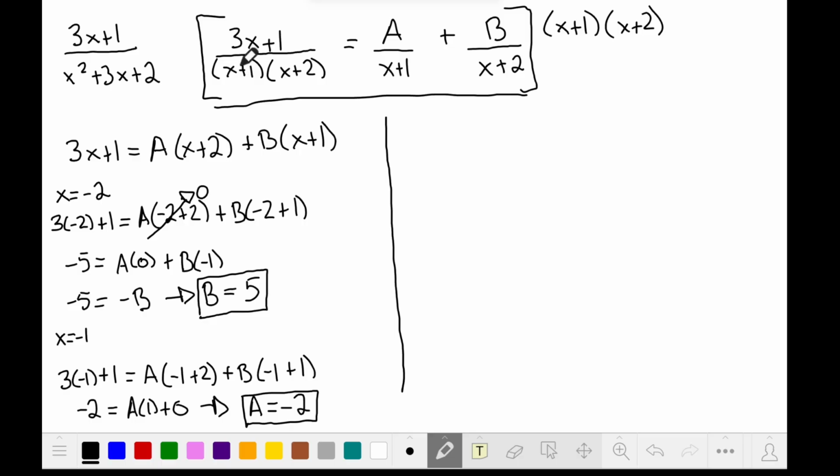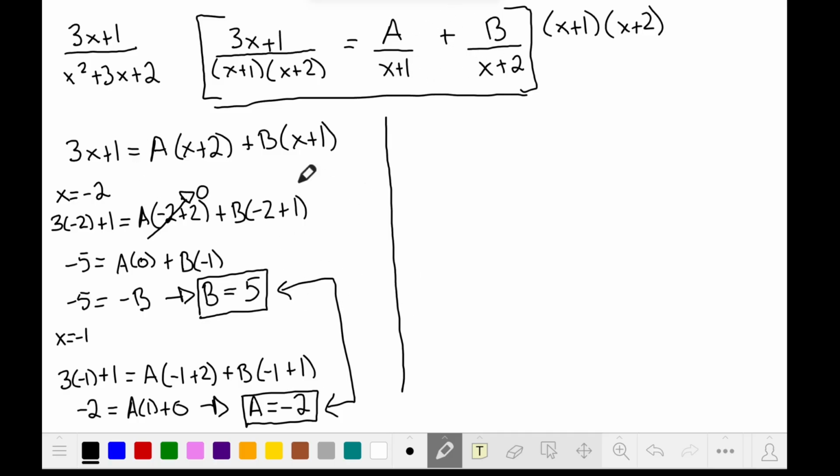Now we know that our original fraction 3x plus 1 divided by x plus 1 times x plus 2 is going to look like A divided by x plus 1, where A is equal to minus 2. And then we're going to have B divided by x plus 2, and in this case B is 5. So we now have one big polynomial fraction divided into two smaller polynomial fractions, because we found the values of A and B that make this true.